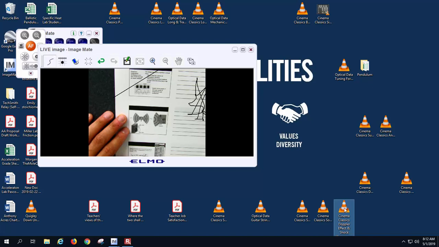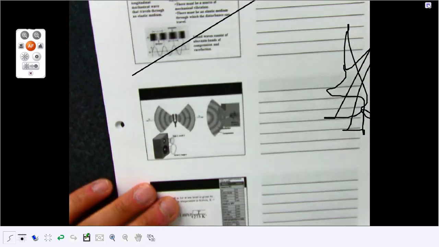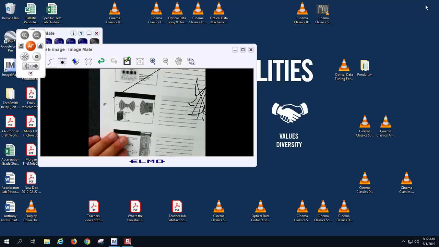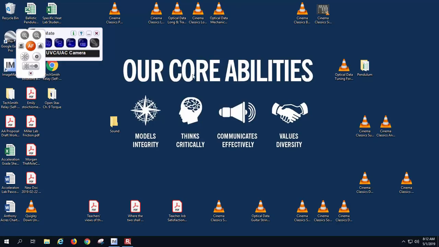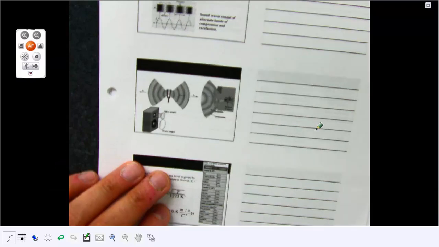I think I did that one. Okay. So we'll go until we get to Doppler. How do I end up with a pen open on this? Okay.